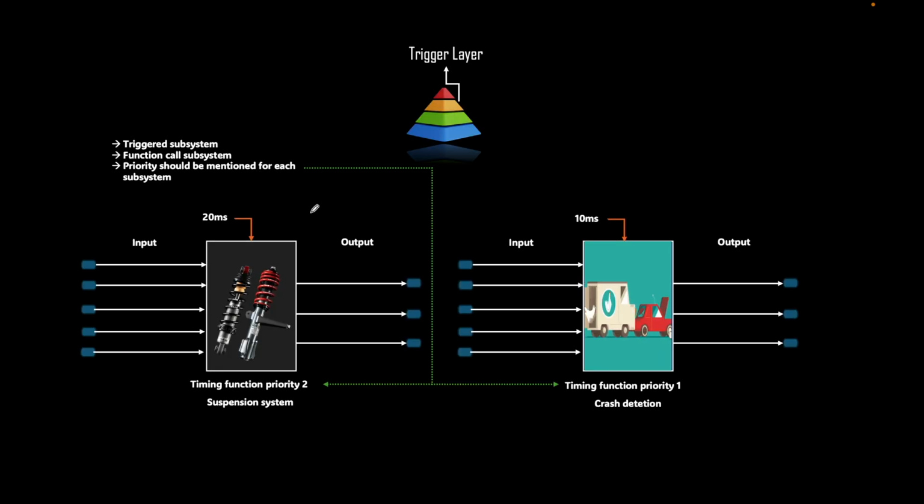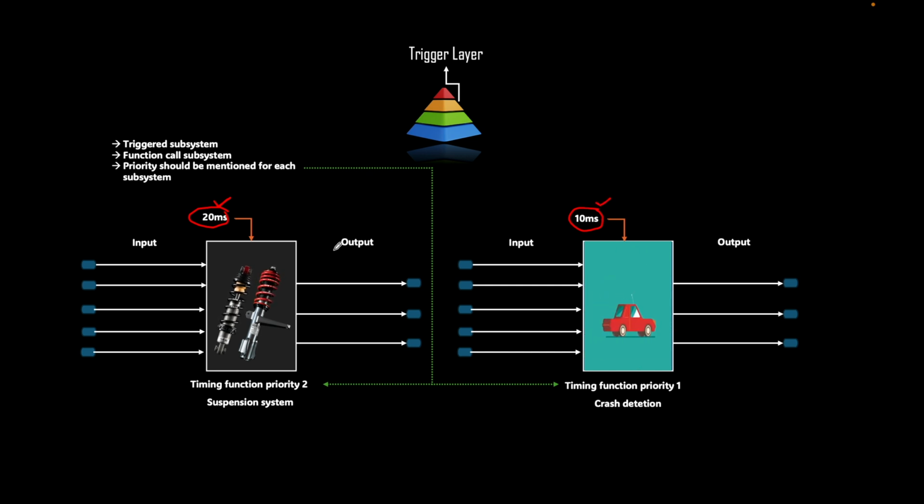In the trigger layer, we will have multiple enabled or triggered subsystems. For example, if you look into the suspension system, it will have an execution sample time of 20 milliseconds. But if you go to a safety system or airbag system, then it should be very small, like in this example, 10 milliseconds.